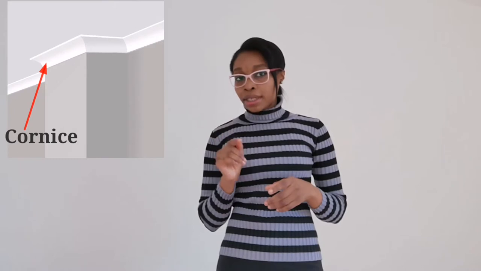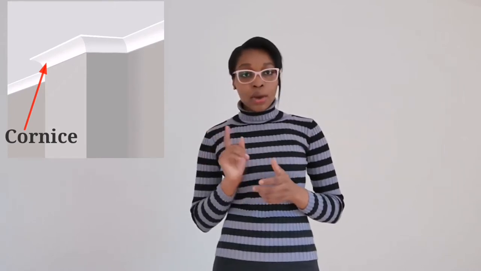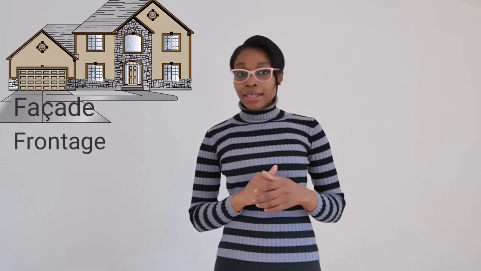Cornice, this is a cornice, questa parte della casa, cornice in inglese, ok? Corridor, this is a corridor. Facade, frontage, la parte davanti della casa, facade, frontage, ok? Floor, the floor, pavimento. The hall or the hallway.